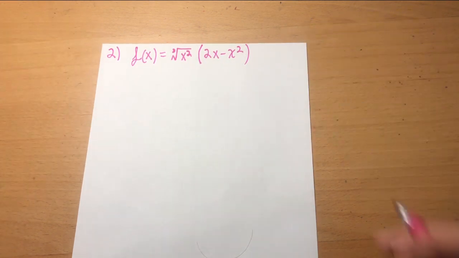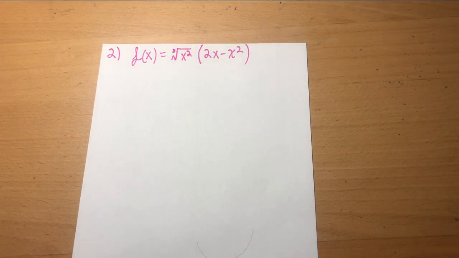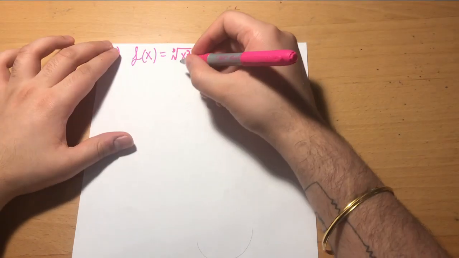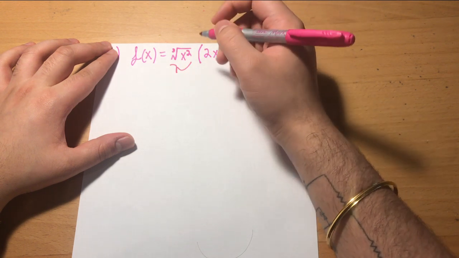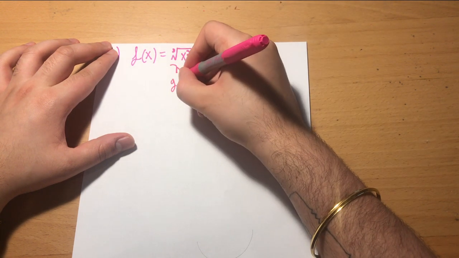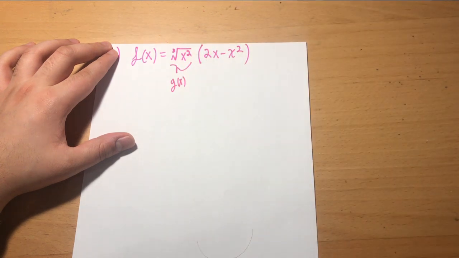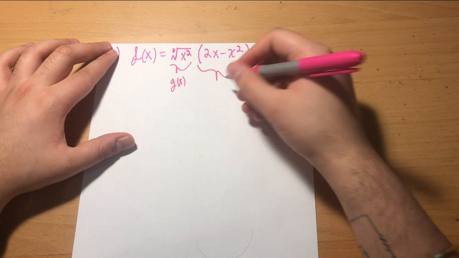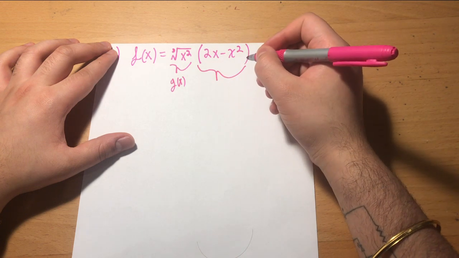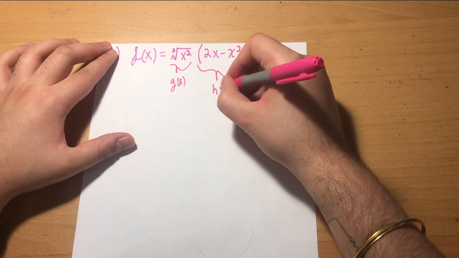All right, so first let's identify what our two functions are that we're multiplying together. The first function will be right here, this third root x squared, and I'll make that g of x. And the second function we're using, right here, this 2x minus x squared, I'll make h of x.